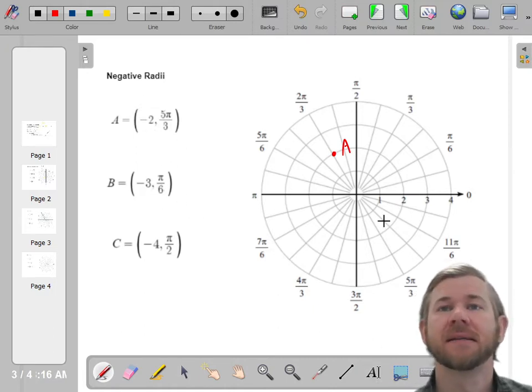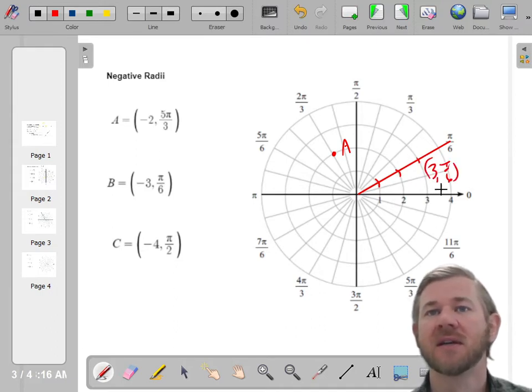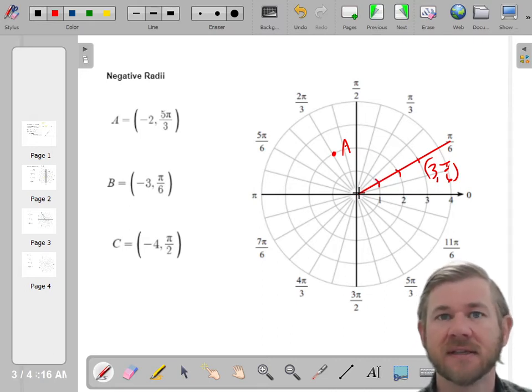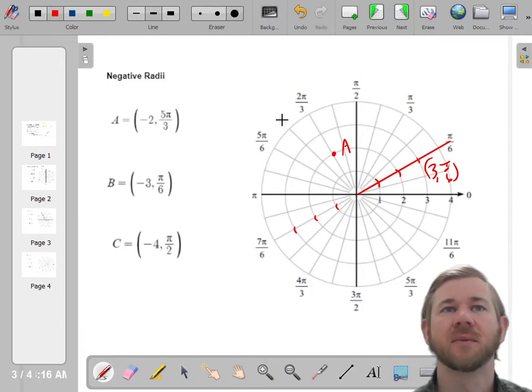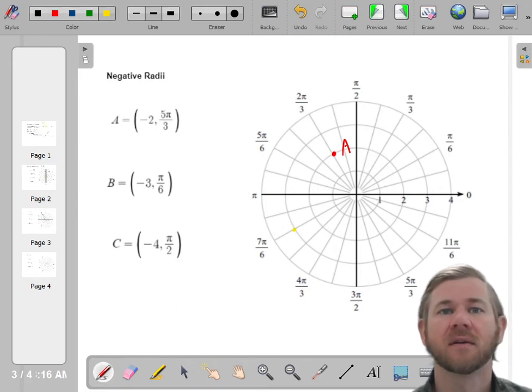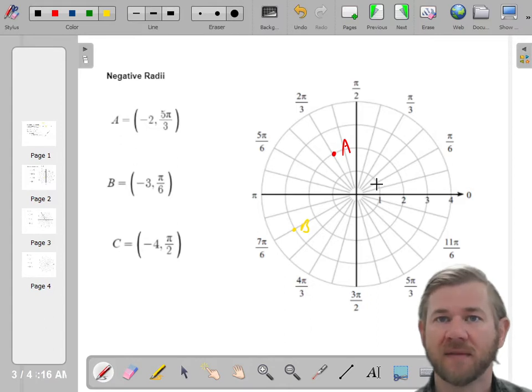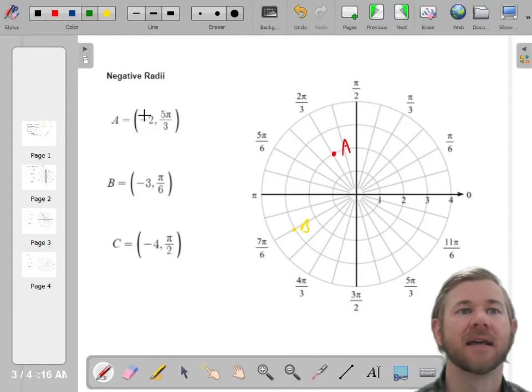Pi over 6, face pi over 6, and then go to the third ring behind you. So this would be 1, 2, 3. This would be 3 comma pi over 6. This would be 2 pi over 6, 1 pi over 6, 0 pi over 6. This would be negative 1, negative 2, negative 3. So negative 3 pi over 6 is right here. That's B. Because this is 1 pi over 6, 2 pi over 6, 3 pi over 6, 4 pi over 6. Going backwards, we just extend that idea into the negatives.